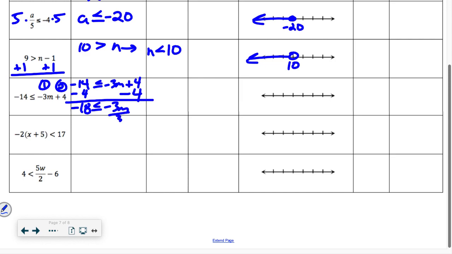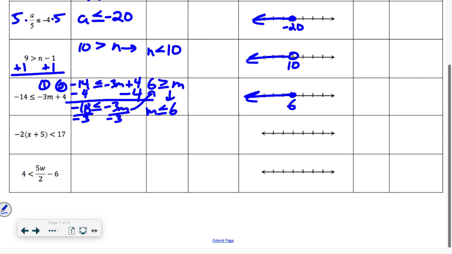Now, when I divide by a -3, remember, what we showed earlier was if I divide by a negative, I need to switch my inequality symbol. So that is going to be a positive 6 greater than or equal to m. Well, for rewriting purposes, I'm going to go ahead and switch that order. m is less than or equal to 6. Well, now I can graph that. I have 6. I have a closed circle on that. Less than is going to go off to the left.